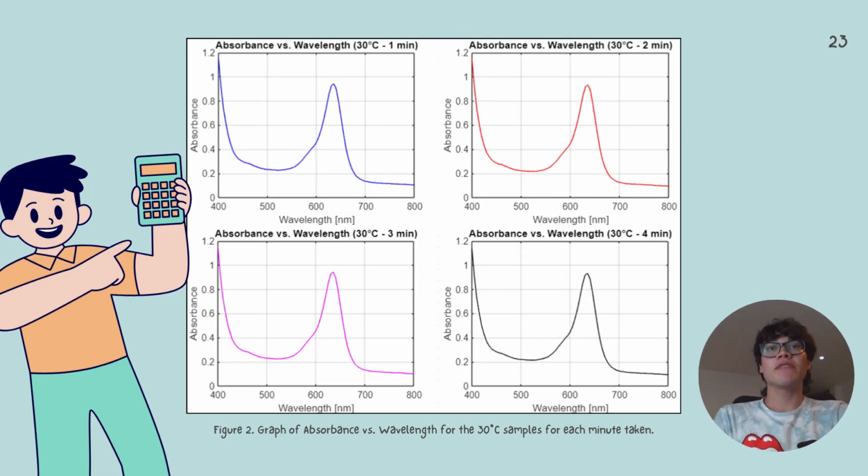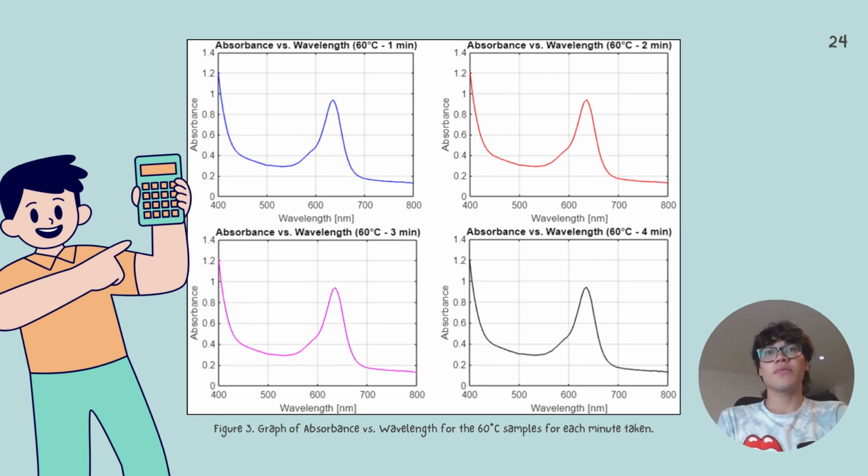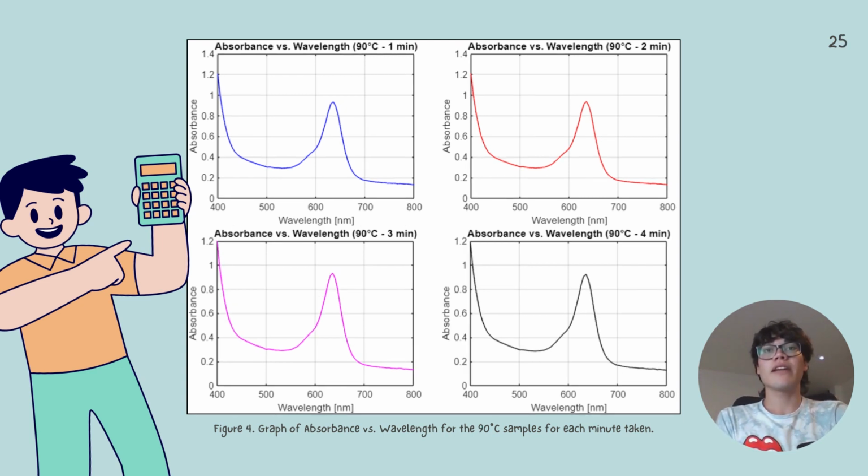Here are the same graphs for the system at 30 Celsius degrees, and we can see that there is a similar tendency here. These are for the one at 60 Celsius degrees. We can see again that the tendency is similar, and also the values of the graphs. And finally, these are the graphs for the system at 90 Celsius degrees, and we can see that the tendency is still the same.